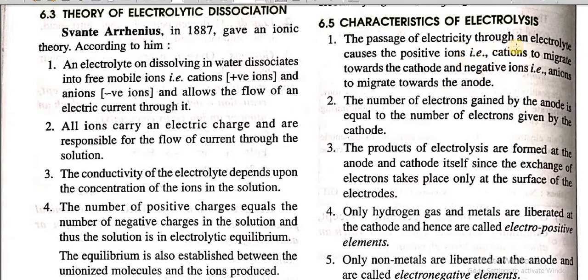Number one, the passage of electricity through an electrolyte causes the positive ions, cations, to migrate towards the cathode, and negative ions, anions, to the anode, as I explained in the last class in the electrolysis process. So when there is a generation of positive and negative ions, the positive ion will move to the negative electrode, that is cathode, and the negative anion will move to the positive electrode, that is anode. The number of electrons gained by the anode is equal to the number of electrons given by the cathode. So the number of electrons lost or gained will be equal.